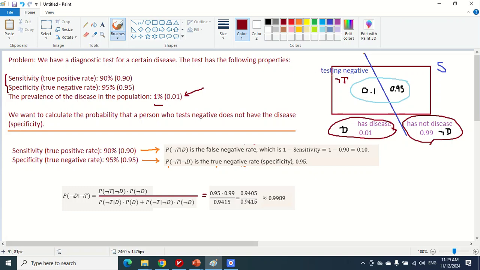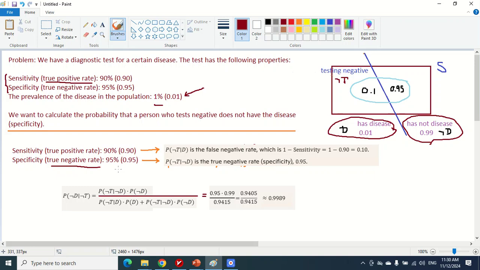Sensitivity is defined as the true positive rate, meaning that if the person has the disease, and also the test is positive for that person, it's going to be sensitivity. And specificity is the true negative rate, meaning that if the test is negative for that person and also that person has no disease, then that is determined by specificity.